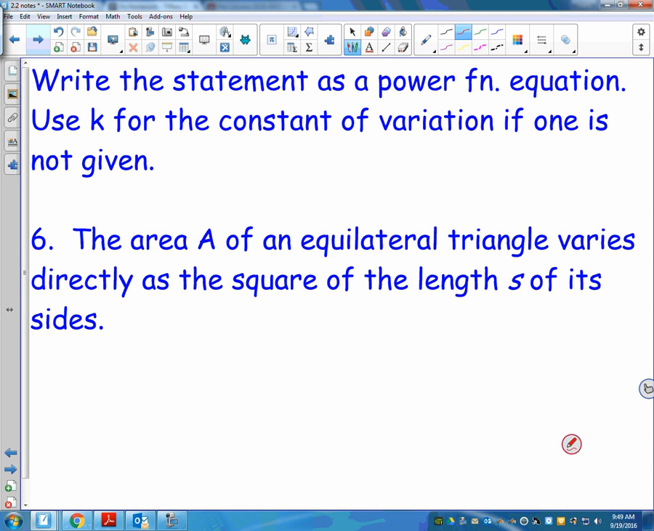So it says, write the statement as a power function. Use k for the constant unless one is given. Alright? So, oh my gosh, it's geometry. It says, the area A of an equilateral triangle varies directly as the square of the length s of its side.